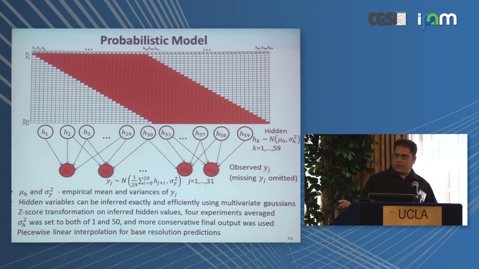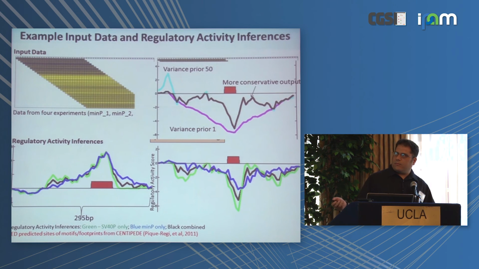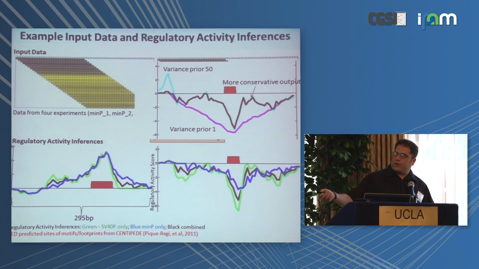And what we do in practice, and I'll illustrate this next, is we try a loose and a tight setting of the variance parameter. And at any specific position, we take the more conservative value after a z-score transformation. And then in order to get to single base pair predictions, we do a linear interpolation from this 5 base pair resolution.